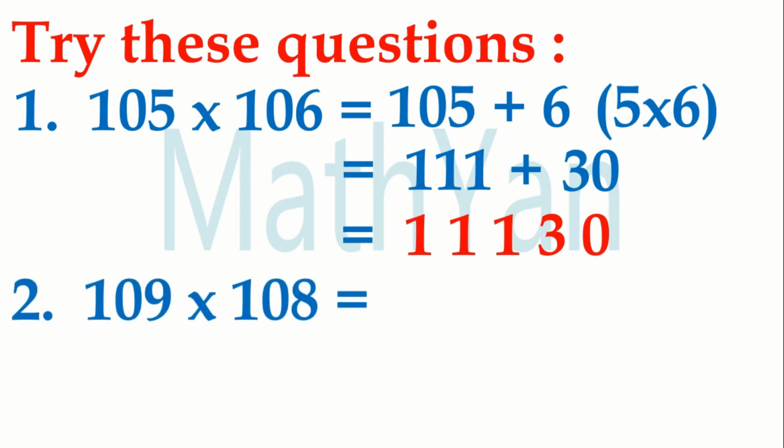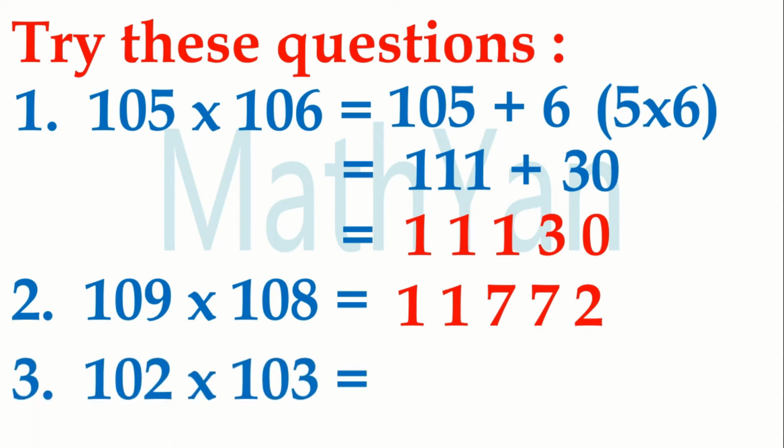Okay, what about this? 109 multiplied by 108. Remember the front 3 digits are 109 plus 8, so it's 117. The last 2 digits are 9 times 8, 72, so it's 11772. Now 102 times 103. 102 plus 3 is 105. The last 2 digits are 2 times 3, 6, so it's 06, so the answer will be 10506.